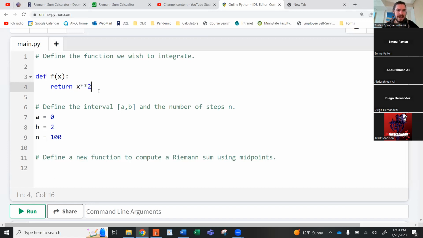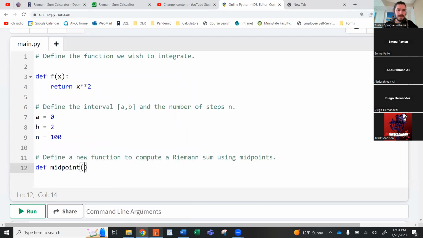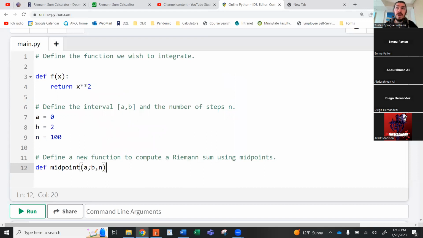So yeah, okay, let's go back. I'm doing x squared. Please feel free to do x to whatever power you want. You guys can do other things, and we'll see how it works. So, okay, we're going to define another function. I'll do def, and I'm just going to call the function midpoint. This function needs some inputs. It's going to use the f of x function we defined up above, but I'm going to give it the inputs a, b, and n, so that it knows the left and right boundaries of the integral and the number of rectangles you want to use to approximate the value.